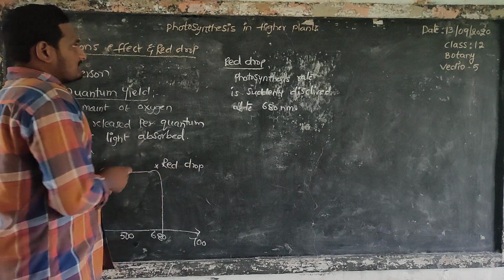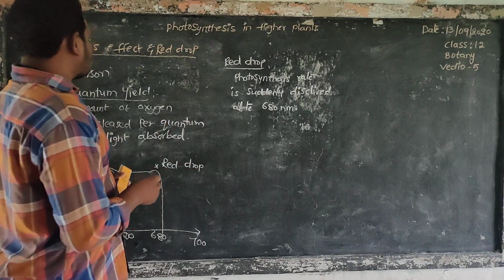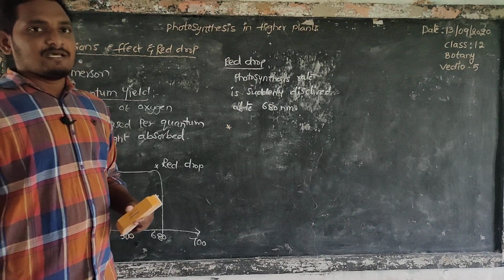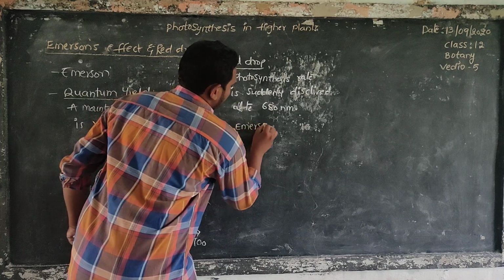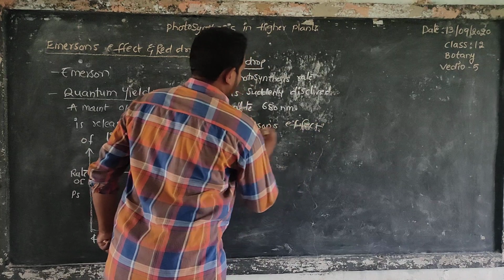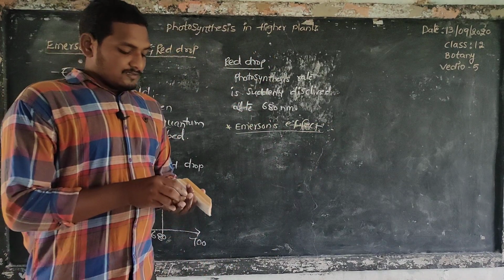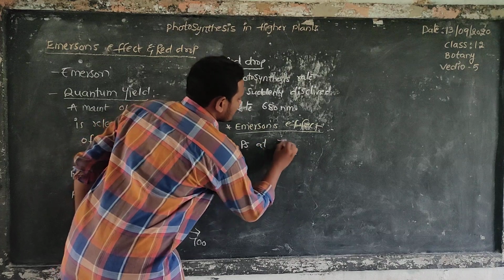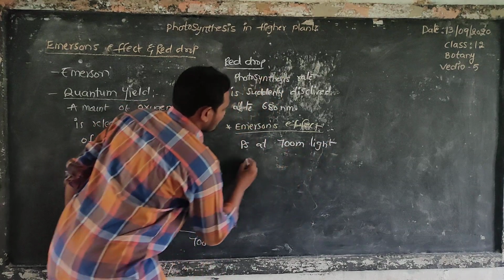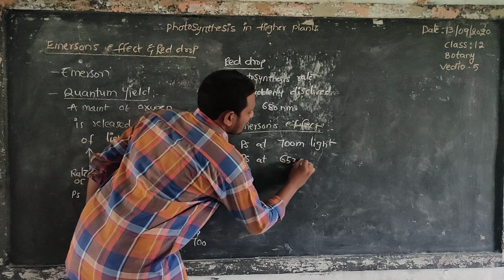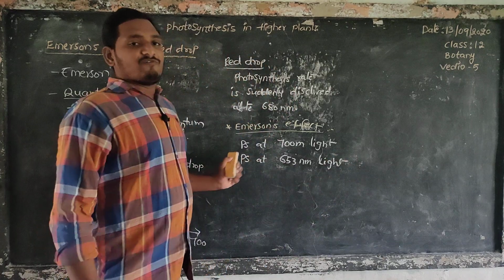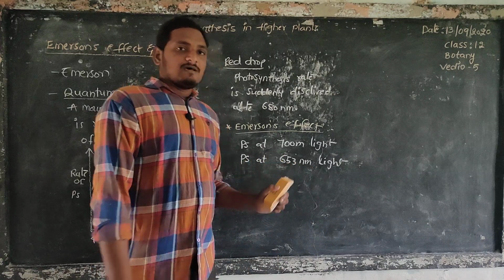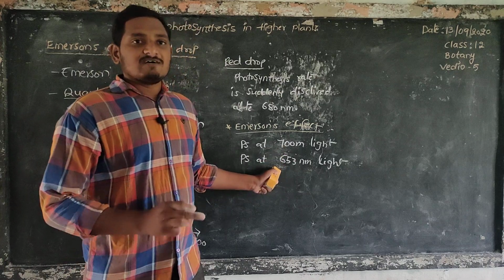And one more thing, they conducted experiments continuously, and they found out Emerson's effect. Generally, plants are exposed to two types of light: photosynthesis at 700 nanometers of light and at 653 nanometers of light. These two wavelengths of light are given to the plant body, and the plant body will respond. It means the plant body takes these two types of wavelengths of light.